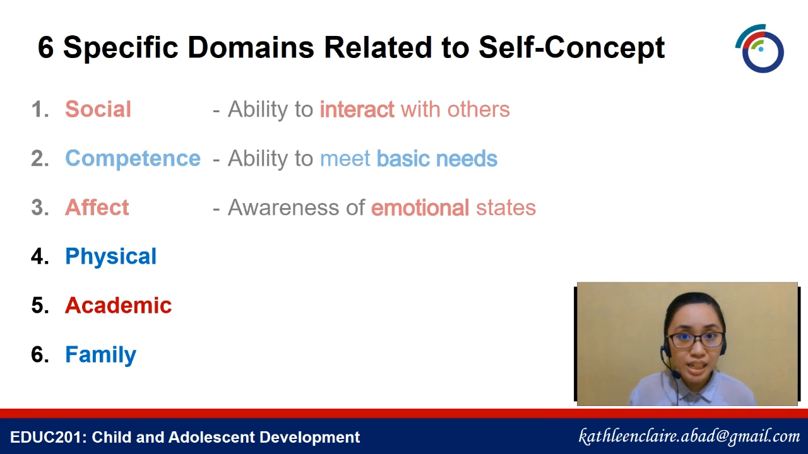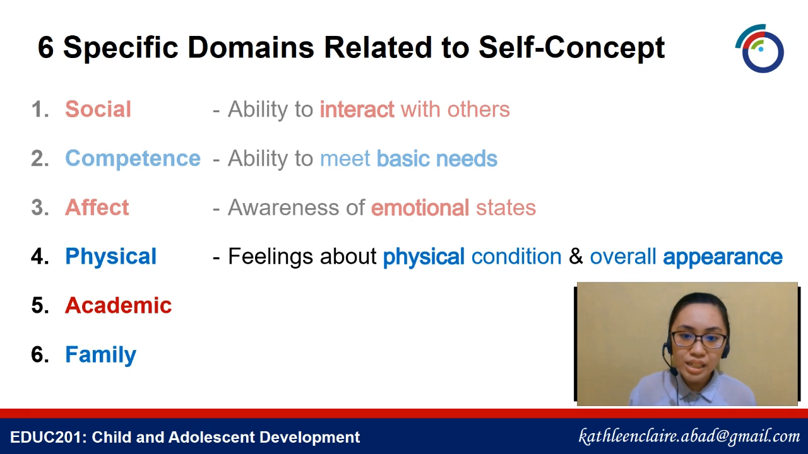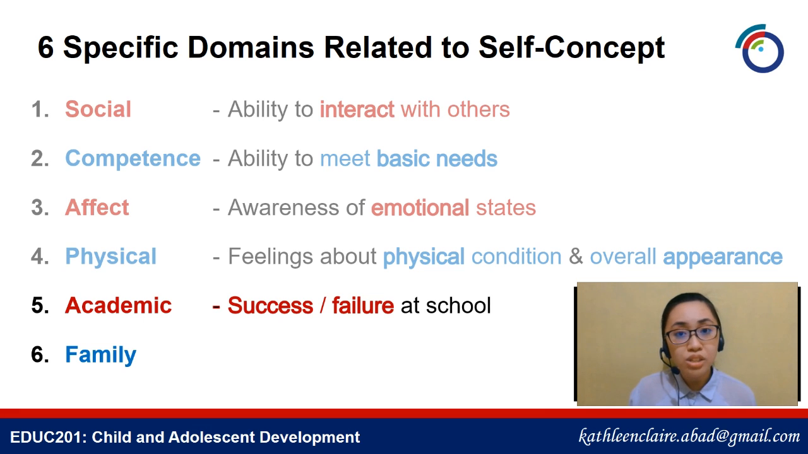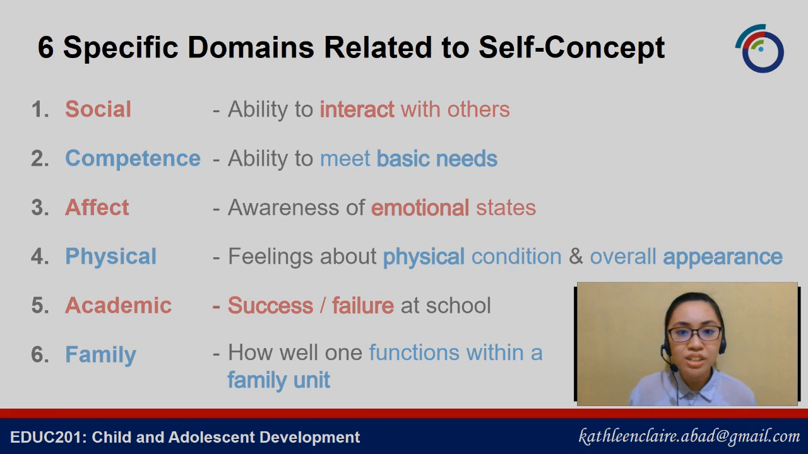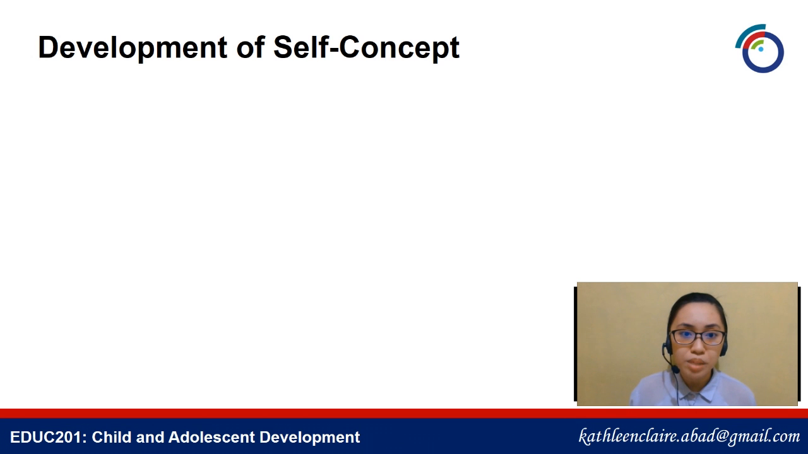Next, we have physical. So, these are the feelings about physical condition and overall appearance. Fifth is academic. So, this refers to the success or failure na nararanasan natin sa school. And last, we have family. So, this refers naman to how well does one function within a family unit. Alright? So, now we move on to the development of self-concept.